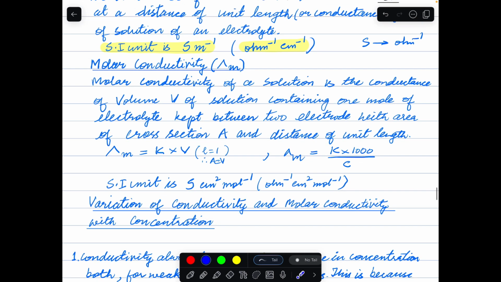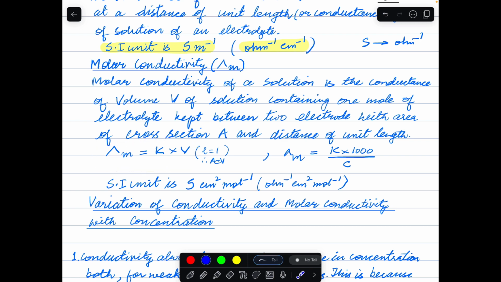Molar conductivity. Molar conductivity of a solution is the conductance of volume V of solution containing 1 mole of electrolyte kept between two electrodes with area of cross section A and a distance of unit length. So when we apply this idea, molar conductivity is nothing but the conductivity of a given volume V, where the distance between the electrodes is taken as unity. So if L is 1, molar conductivity is equal to conductivity multiplied by the volume of the solution.